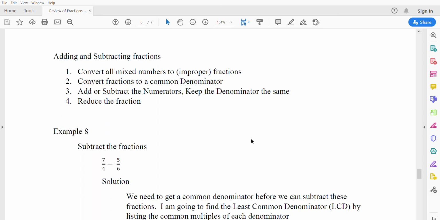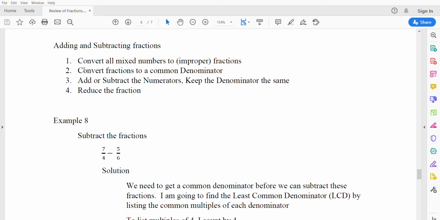Let's take a look at adding and subtracting fractions. For adding and subtracting fractions, we want to convert all mixed numbers to improper fractions. After that, we want to convert all the fractions to a common denominator. Once we do that, we're going to add or subtract the numerators, and we keep the denominator the same. And then finally, we reduce the fraction. So let's take a look at example number 8.